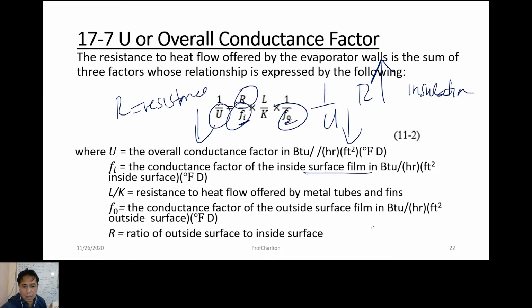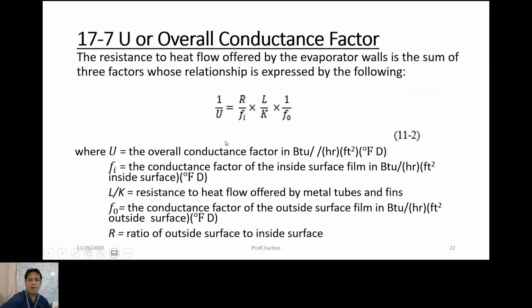Now, for example, outside surface, you take the ratio. R is the ratio. For example, on a pipe or a wall, there is an outside or inside surface. And the other is L. What is L? Resistance to heat flow offered by the metal tubes and the fins, because L is the length and K is the thermal conductivity. Thermal conductivity. Okay, so that is the formula, and I think we could have some problems.